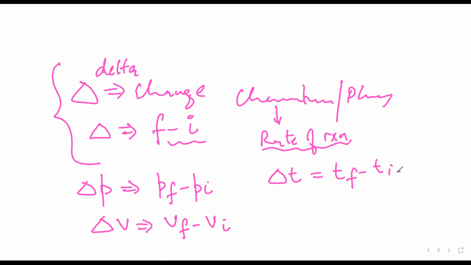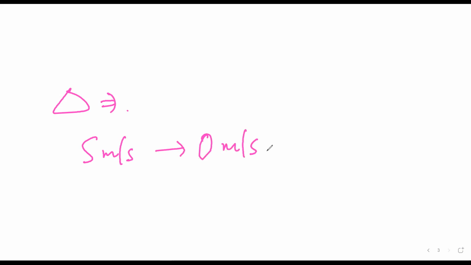Avantika, do we have any doubt about this? No. So delta is change, and change is always final minus initial. Now you might be thinking, why am I spending so much time on this? For a simple reason: I am driving at 5 meter per second. Then I stop. When I stop, my final velocity is zero. So change in velocity would be final velocity minus initial velocity, and the change is negative.